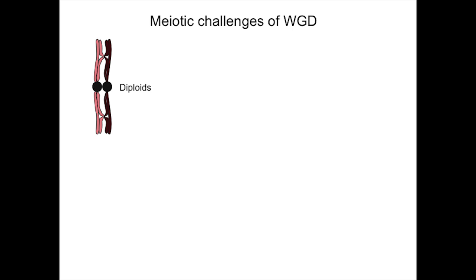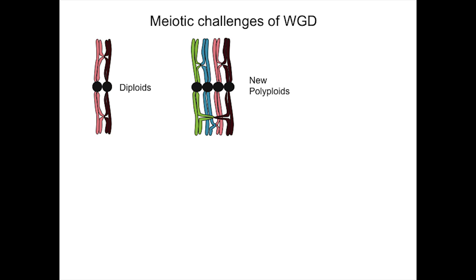So this is a pair of chromosomes. These are 2 homologs. The pink one and the brown one each have duplicates. They've already replicated, so these are sister chromatids, and these are homologs. And they've crossed over in these physically visible structures called chiasmata. And that's what holds them together until they separate in anaphase.